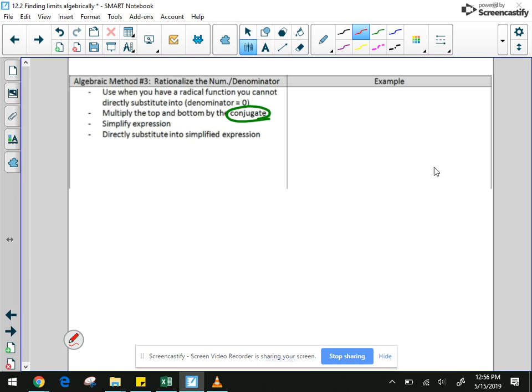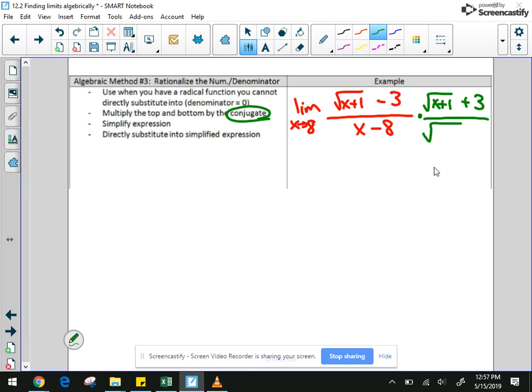So the example we will look at, the limit as x goes to 8 for the function square root of x plus 1 minus 3 over x minus 8. I cannot directly substitute an 8 into this function, again, because I'd be dividing by 0. So I am going to rationalize the numerator in this case. I'm going to multiply by the conjugate of the numerator, which is square root of x plus 1 plus 3. And to keep this balanced, I'm going to multiply by that conjugate in the numerator and denominator. What I have in green there is a fancy way of writing the number 1.